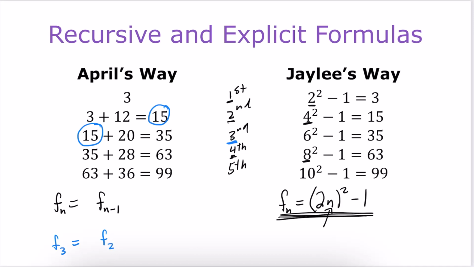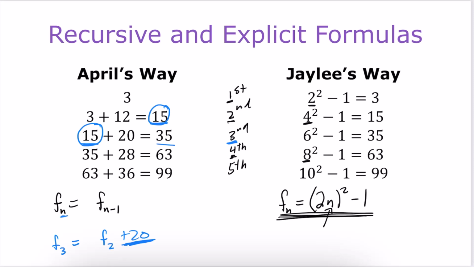Basically what we're saying is that to find out what the third term is, you take the second term, which was 15, and you do something to it. In this case we would add 20, but we're adding something different every time. So we need to figure out how to describe this number that we're adding in a more clear and concise way, but I wanted to explain how the notation works here.